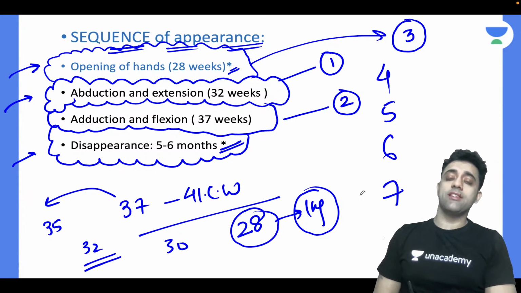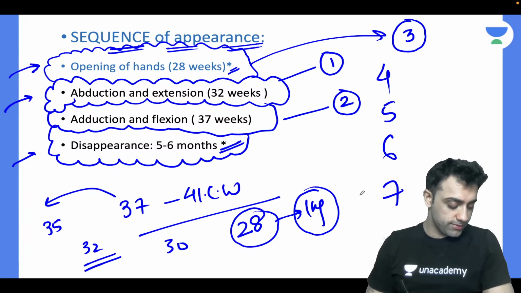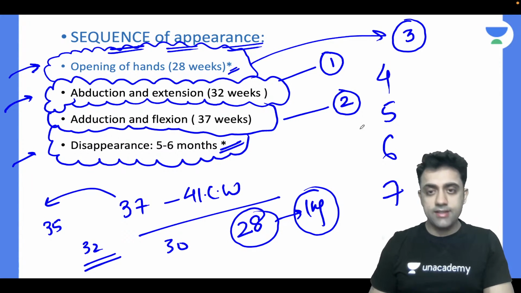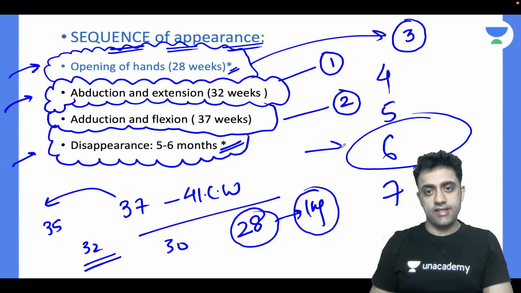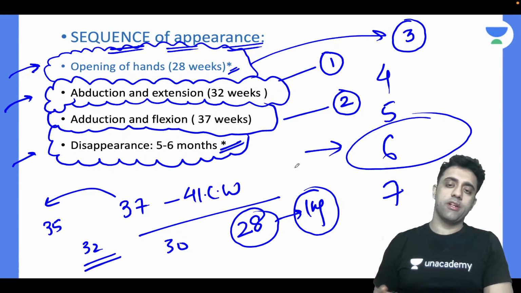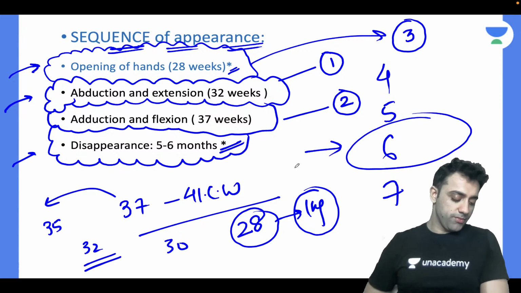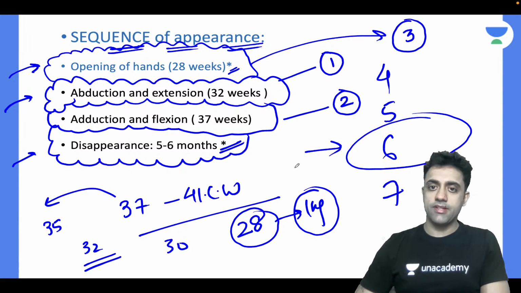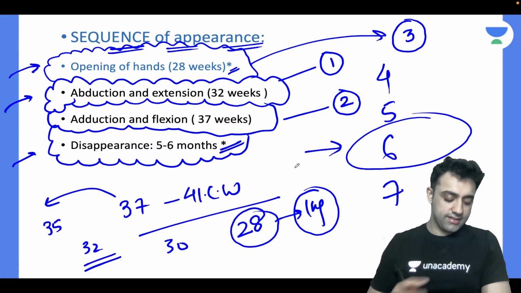If you have to choose one single answer, Hamid, what will you choose? Shubhangi has the best answer. Shubhangi says 6 months. 6 is the best answer. Remember, Moro reflex disappears by 6 months. Okay, that is the best answer.